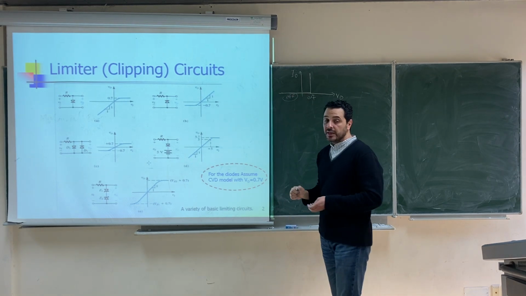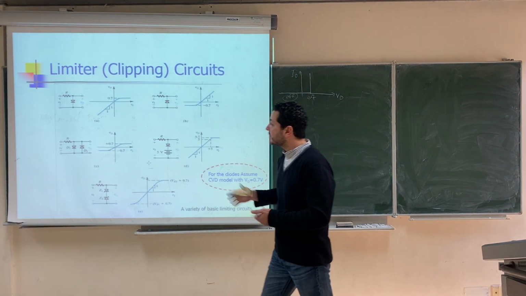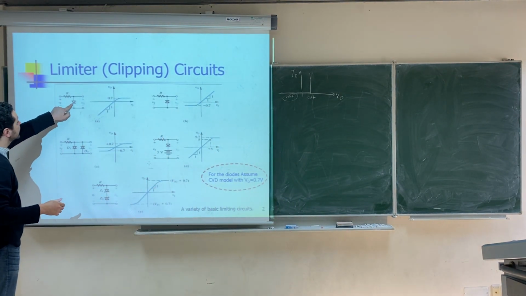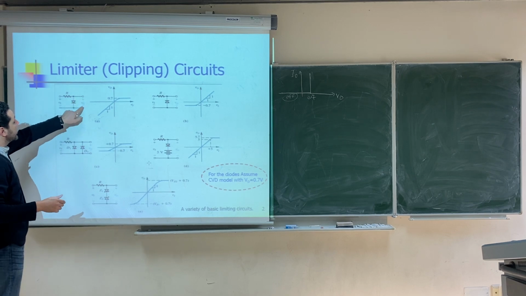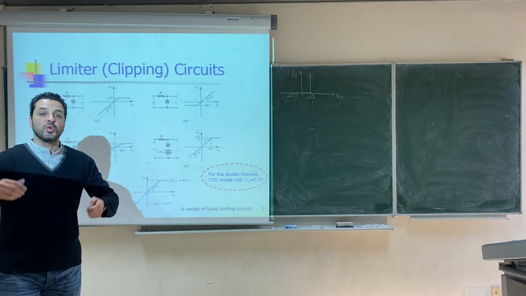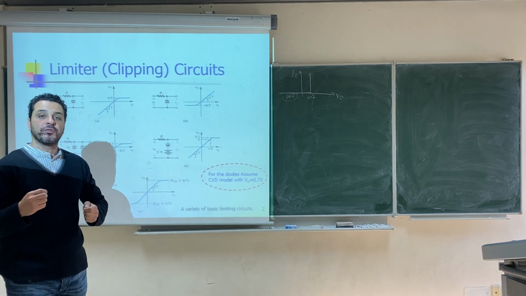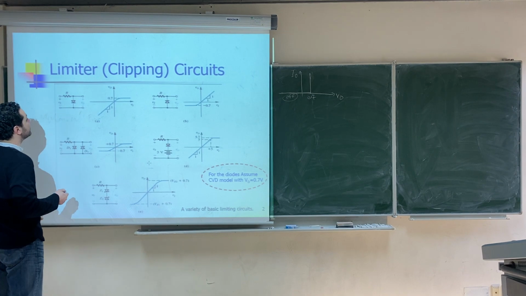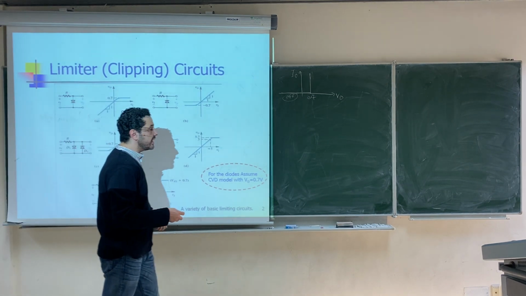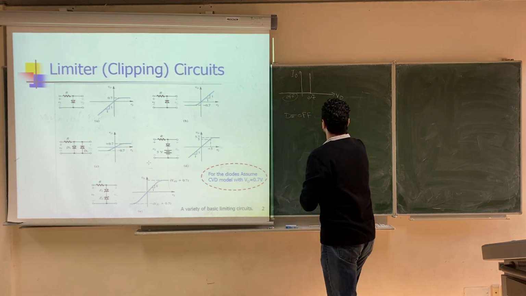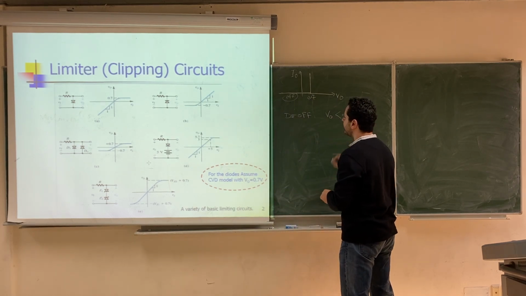Okay? So let's start with the first one. The first one again is a simple circuit. This is V input, resistance, diode, and this is V output. We'll ask again the question: when would this diode be off? This diode will be off if the voltage across the diode is less than 0.7, right? So we'll say that the diode is off as long as V output is less than 0.7.